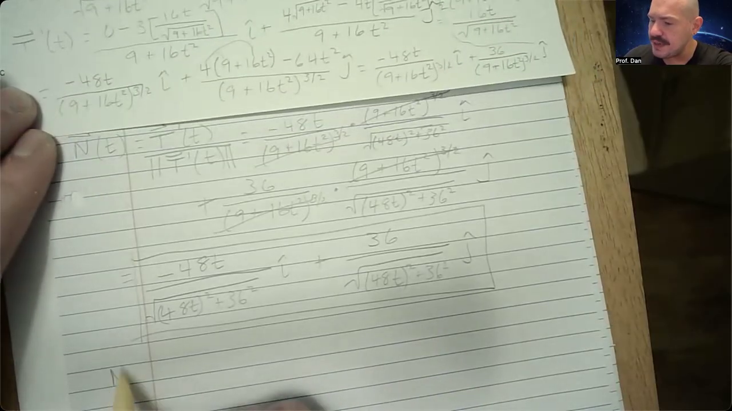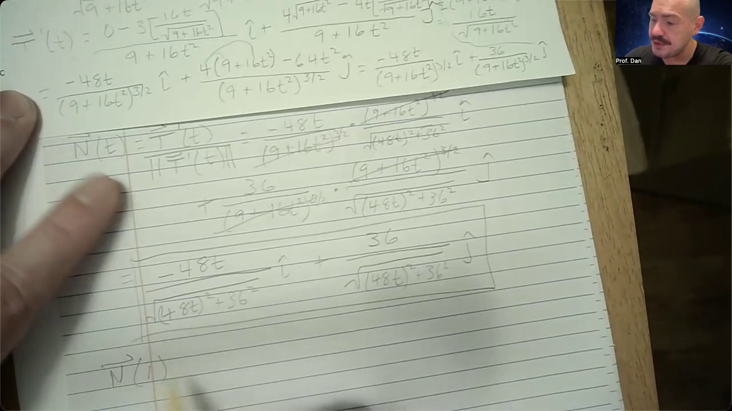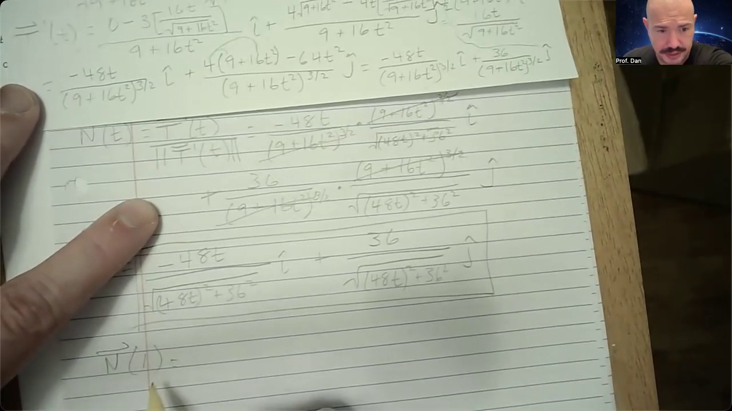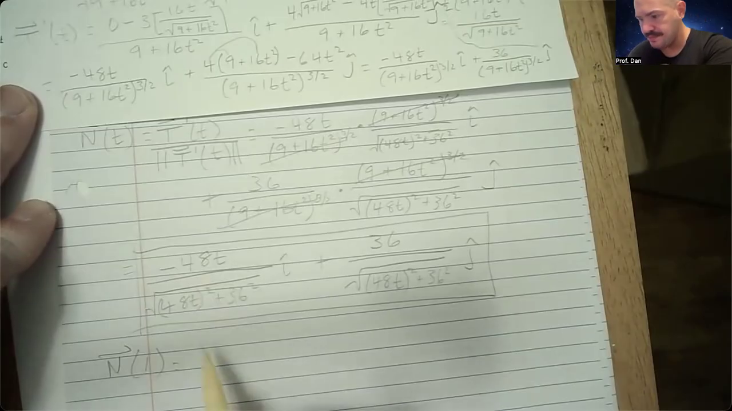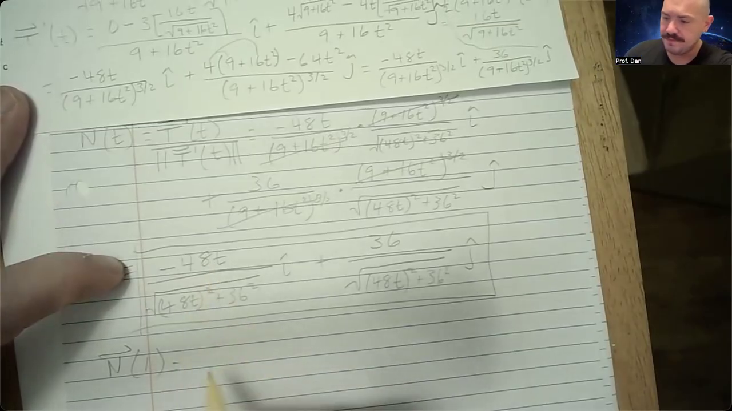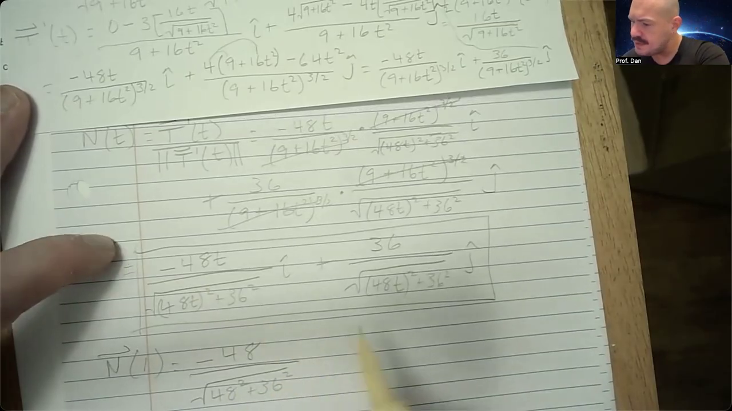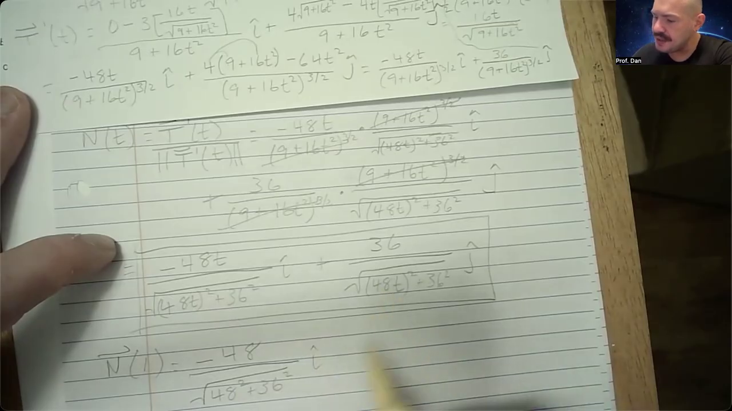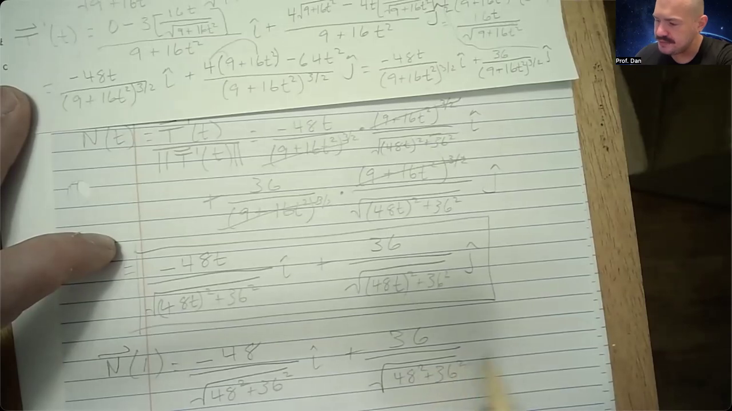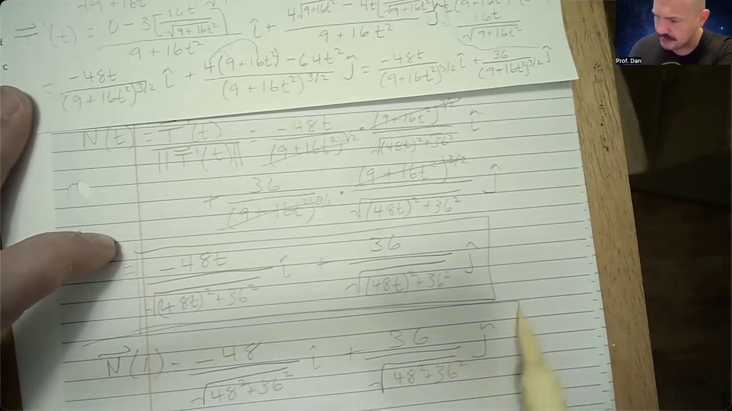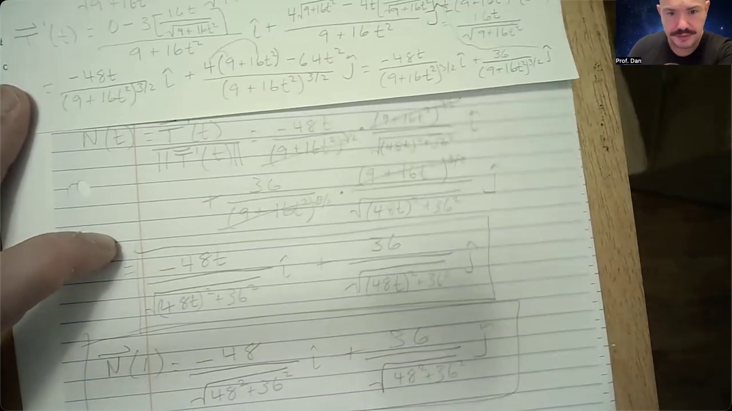If I wanted to find my principal unit normal vector when t is 1, all I would have to do is plug in 1. So I'd get negative 48 over the square root of 48 squared plus 36 squared. That's your i component, plus 36 over the square root of 48 squared plus 36 squared. That's your j component. And that's the principal unit normal vector when t is 1.